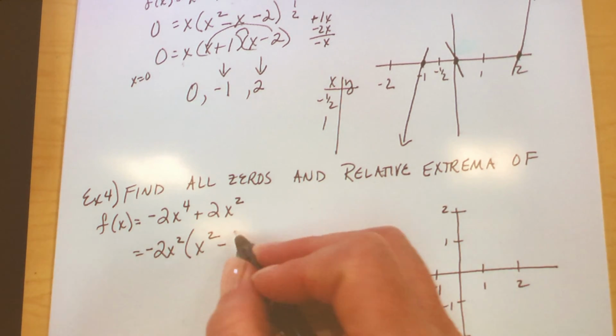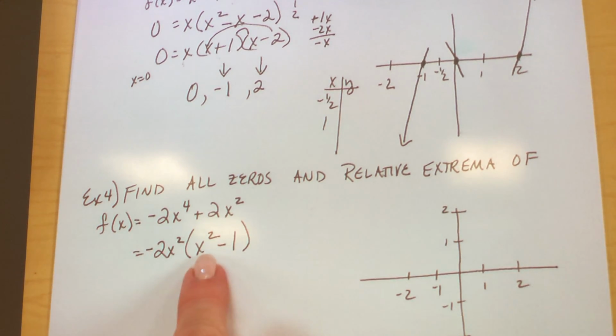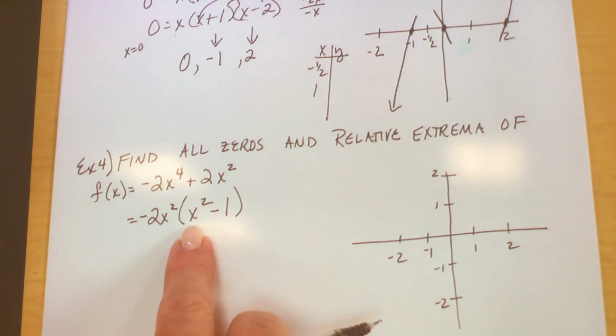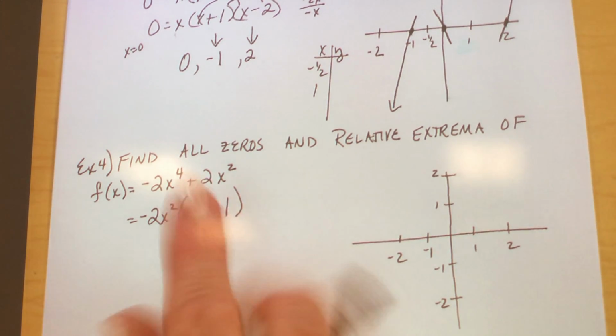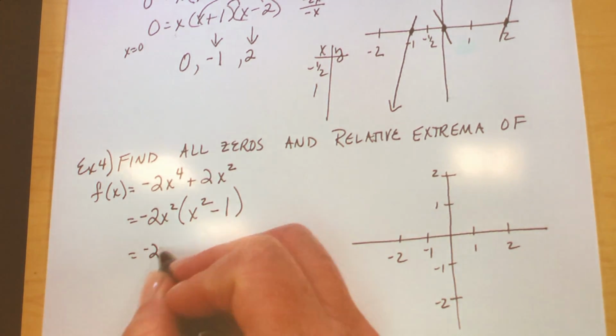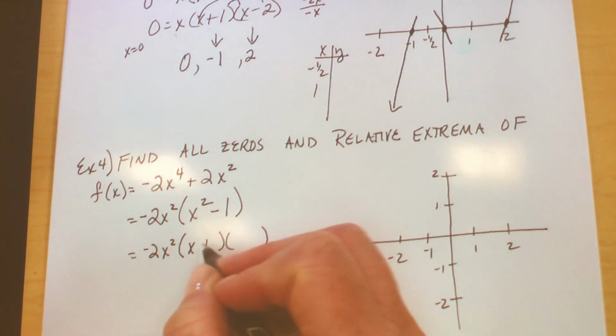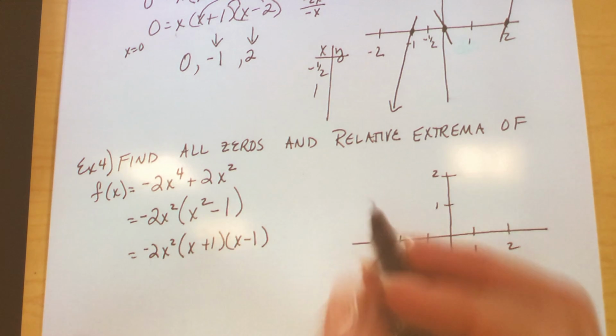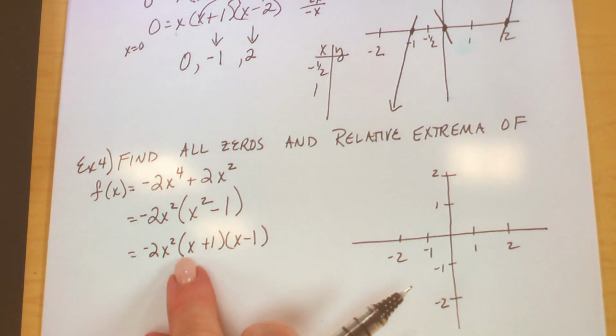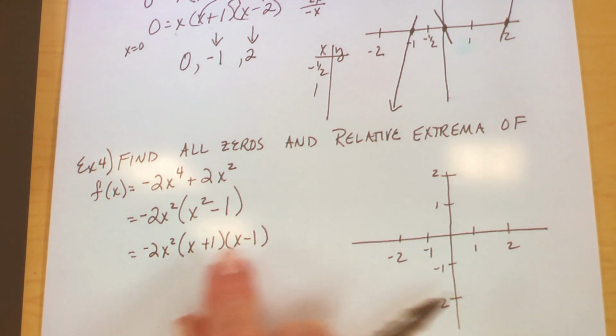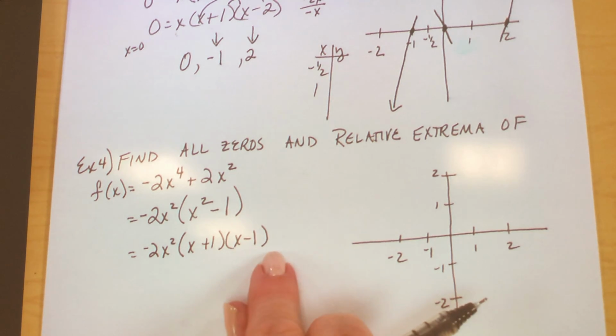What do you multiply negative 2x squared by to get positive 2x squared? Negative 1. Now what do you know about this guy right here? It's a difference of perfect squares. So negative 2x squared, what does he factor into? X plus 1, x minus 1. Conjugates. Square root of the first plus the square root of the second, and square root of the first minus square root of the second.